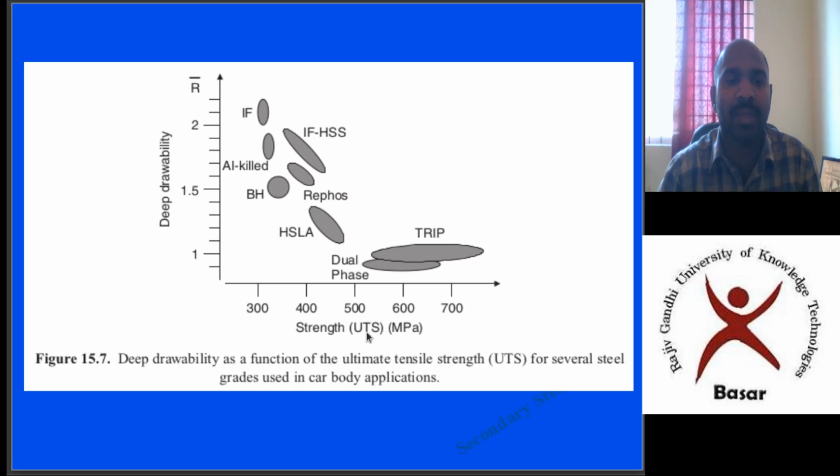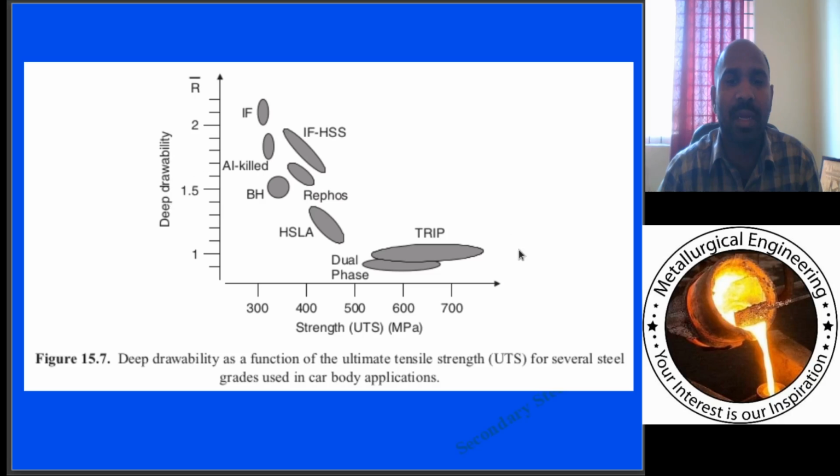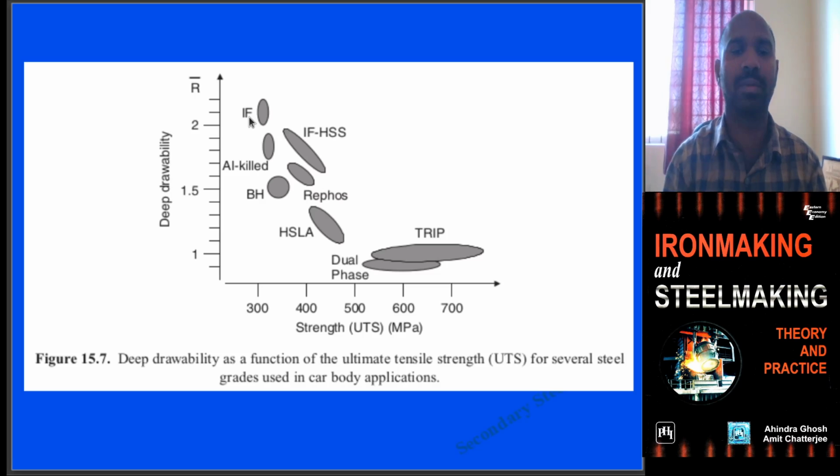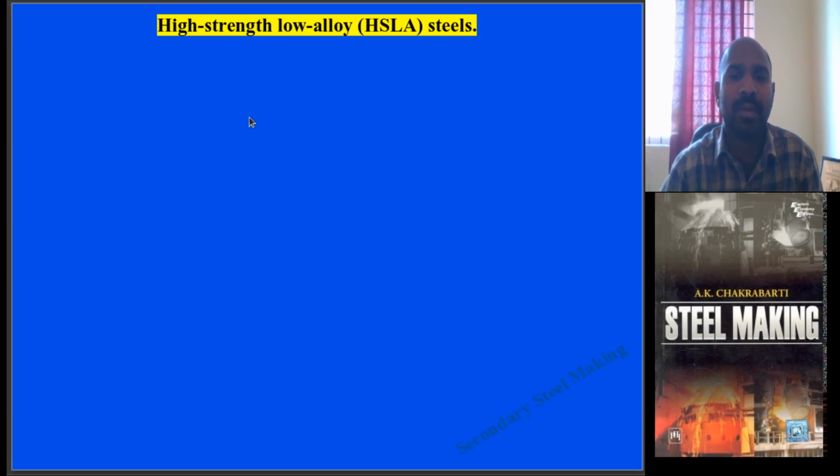And similarly ultimate tensile strength values are also depicted here, and one can get a clear idea that the r-bar values are very high for interstitial free steels. That is why that particular grade of steel has become of prime importance, the first steel for the application of car body, and the entire car body cover is made up of interstitial free steels.